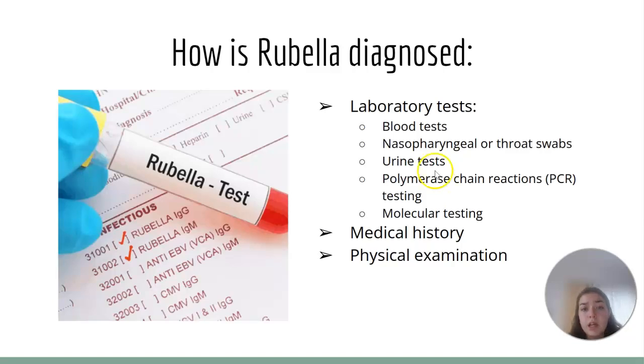And it can also be diagnosed through medical history if it is seen within the family history, as well as physical examination for that skin rash or other symptoms that have occurred that point to rubella.